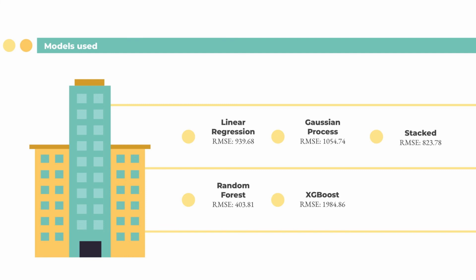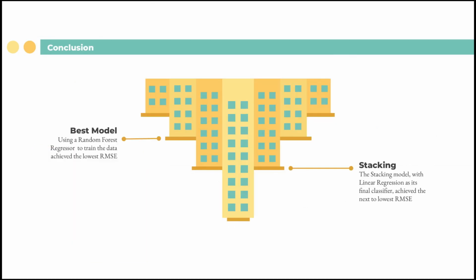The root mean squared error, or RMSE, generated for the models is as follows: 939.68 for linear regression, 1054.74 for Gaussian process, 403.81 for random forest, 1984.86 for XGBoost, and 823.78 for stacking.